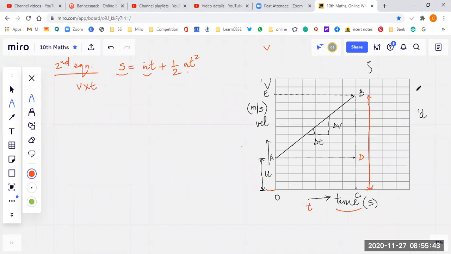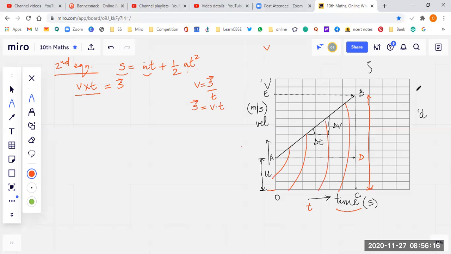And velocity into time is equal to, any student can tell me? See, velocity is equal to displacement divided by time. Then what is displacement? Velocity into time. So velocity into time is the displacement. If I want to calculate the total displacement from A to B, I have to calculate this complete area. Am I right?